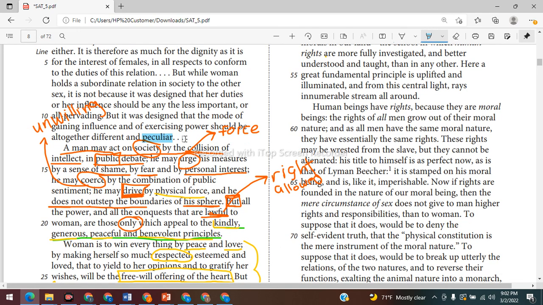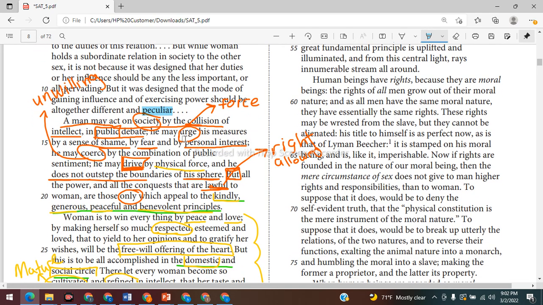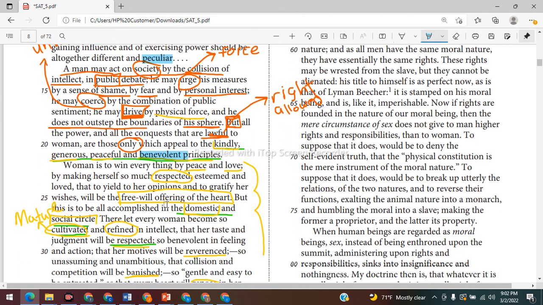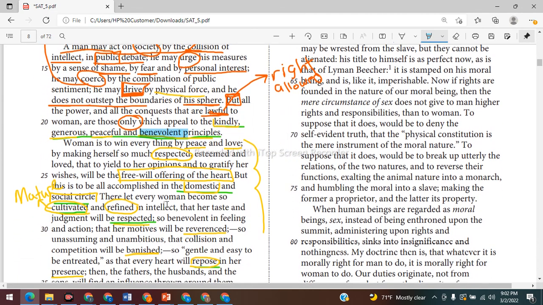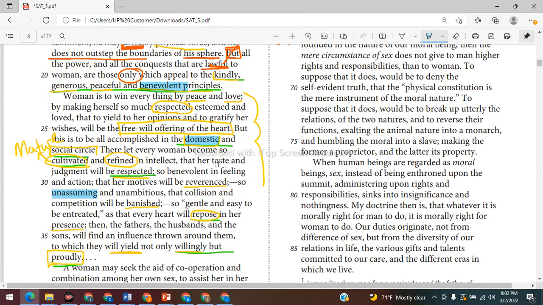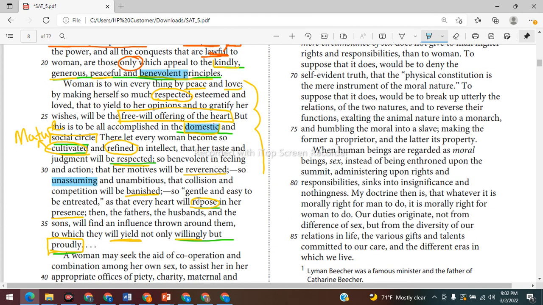So: subordinate, peculiar, benevolent. Benevolent is a very good one. Benevolent, look up what benevolent means. Unassuming. Very good one. Domestic. Repose.